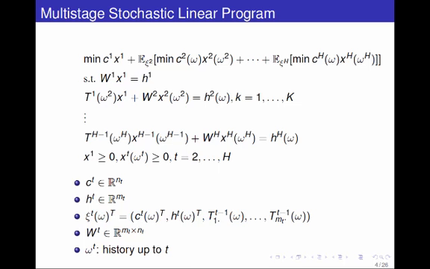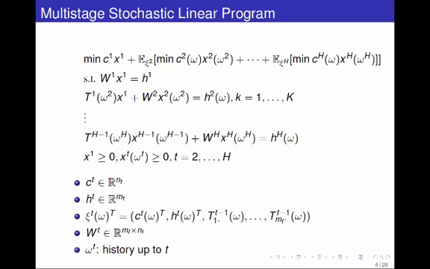There's uncertainty in all of these time periods, which is indicated by the omegas here. And what we're doing is minimizing expected cost over the set of all possible outcomes. So in each time period, we have linear constraints. These are the right-hand sides. The uncertainty can come in the cost coefficients, in the right-hand sides, or in the coefficients of the linear constraints of each time stage.